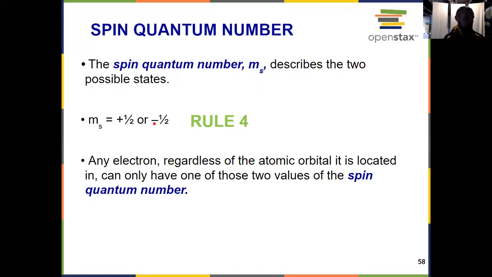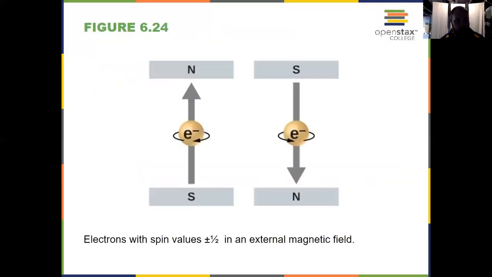So anything else, 0, doesn't work. Minus 1 doesn't work. Plus 2 doesn't work. It can only be plus 1/2 or minus 1/2, because it can only have those two values of spin, which we described before and which are shown here. So that brings together four quantum numbers: n, l, m sub l, and m sub s. Why is this useful to us?